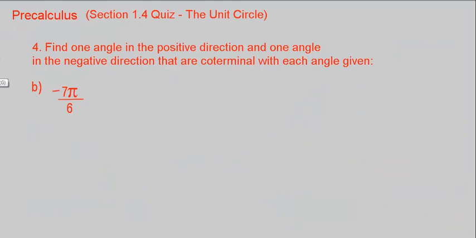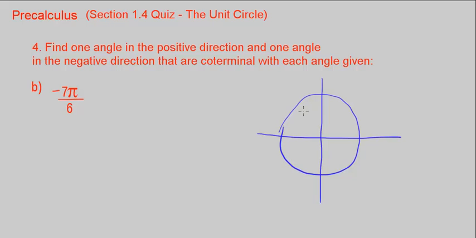Okay, so for number 4, we have the same instructions and we have a different angle. So first we have to do the same thing, kind of find out where this angle is. So let's draw a unit circle, right? Well, I cannot draw very well. Okay, so where is negative 7 pi over 6?